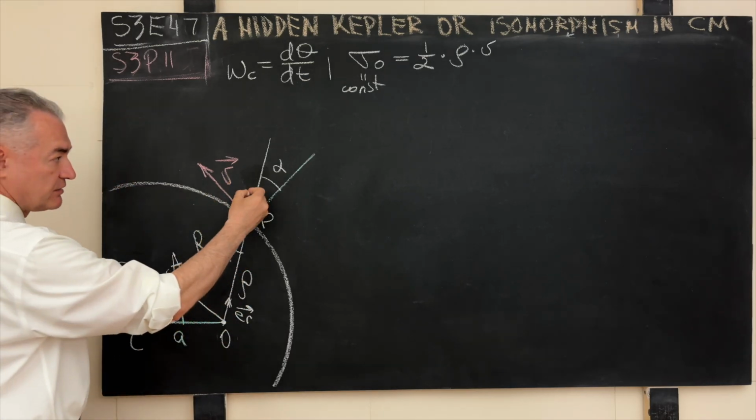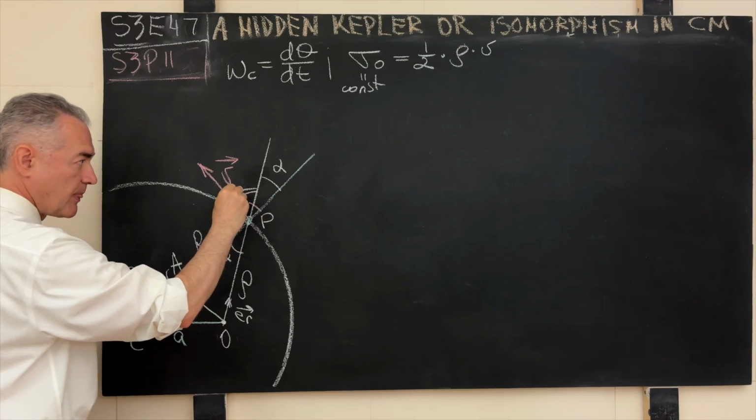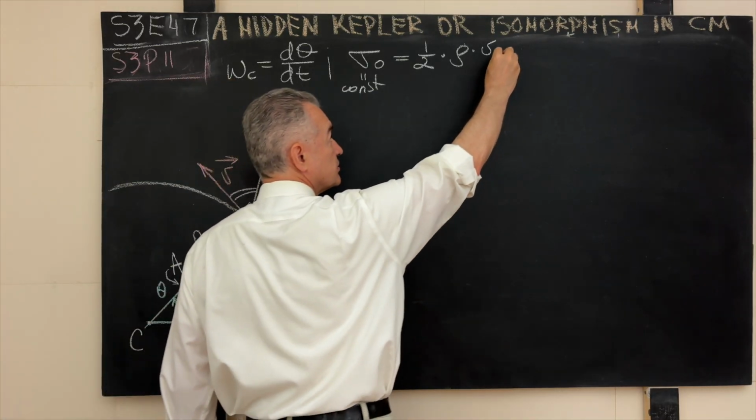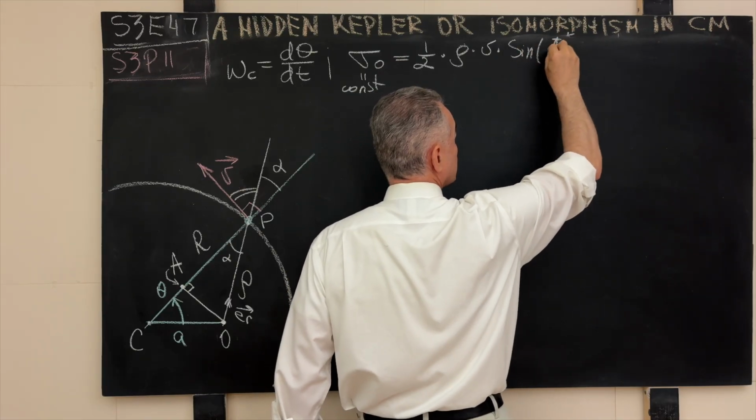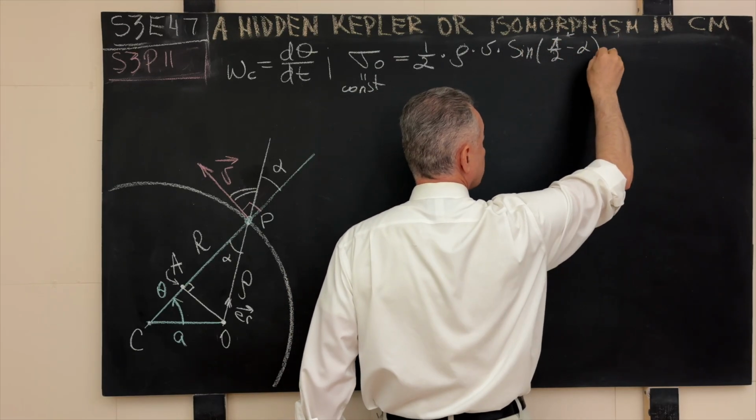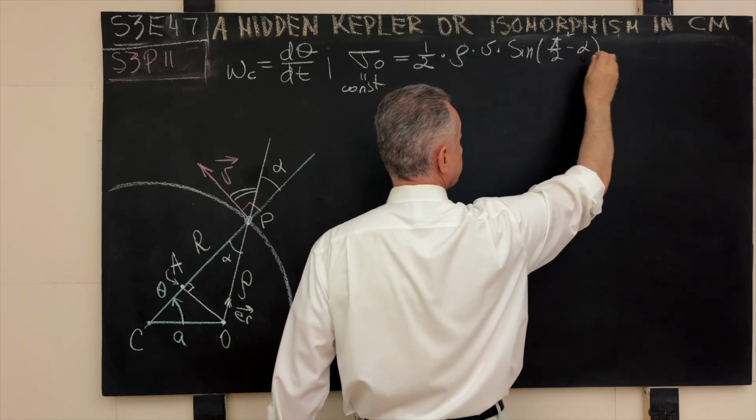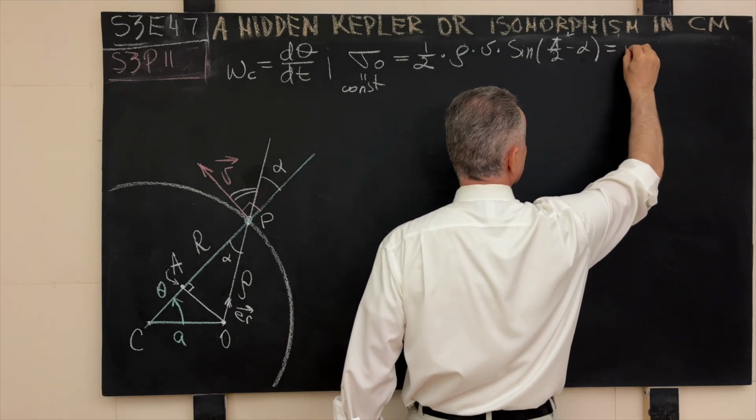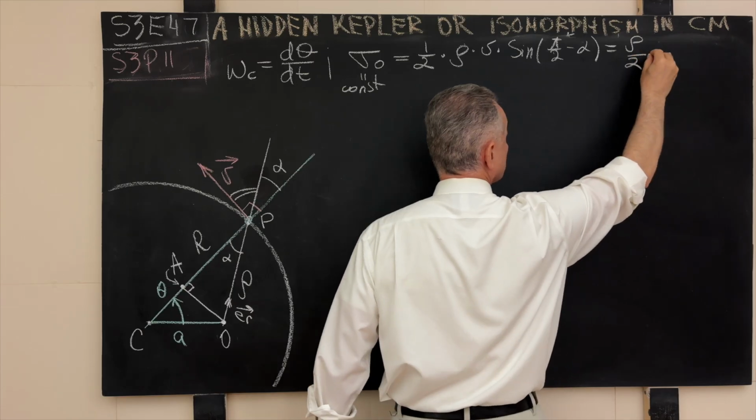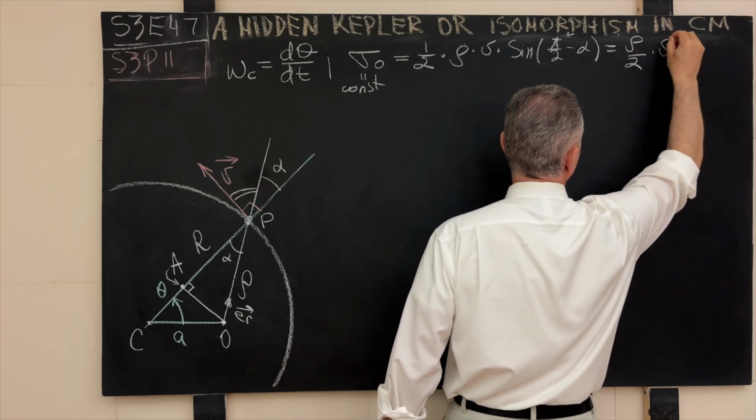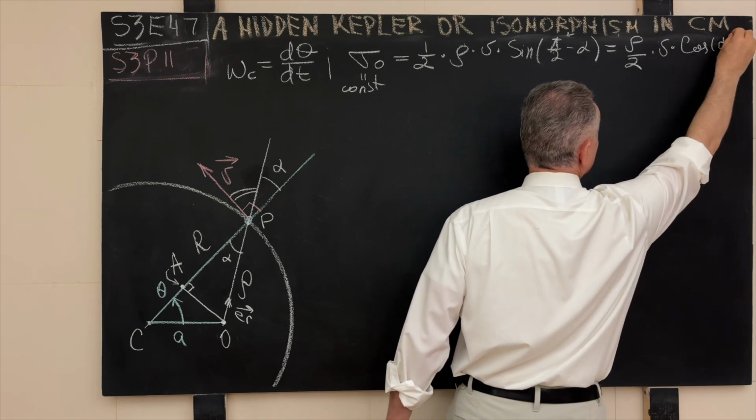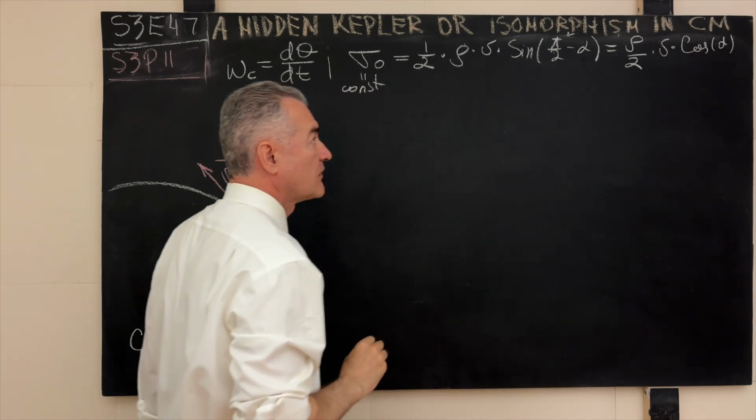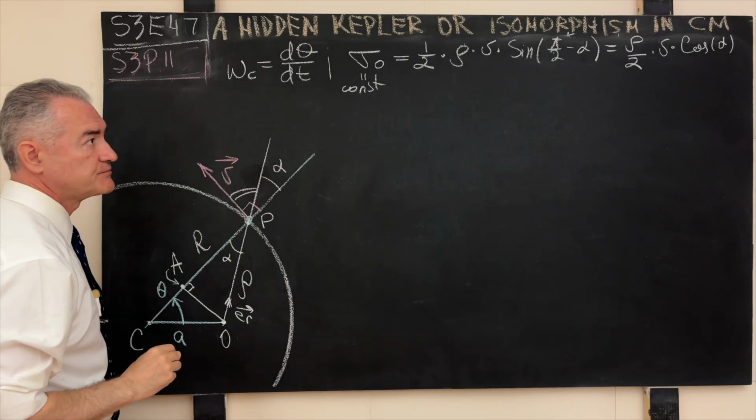So this angle right here will be what? Pi over 2 times sine of pi over 2 minus alpha. And for all alpha real, this becomes the cosine. So it will be rho over 2 times v times the cosine of angle alpha. You see, that's how it works.